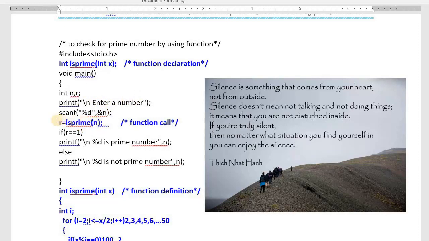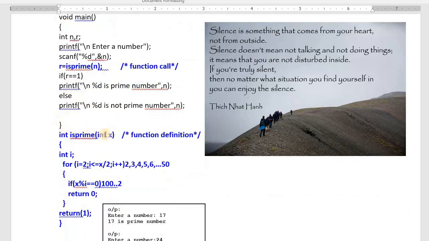If it is prime, it gives 1. If it is 1, prime number. Otherwise, not prime number. How to check it? Int isprime(int x), int i, for i equals 2, i less than or equal to x upon 2, i plus plus. If x is divisible by i, return 0. Then both are 0, return 0. Otherwise, return 1. I hope you have understood.